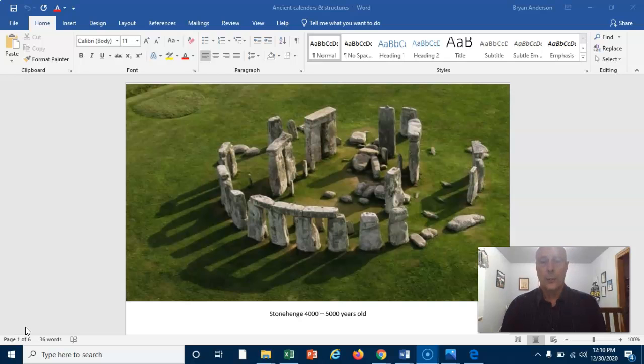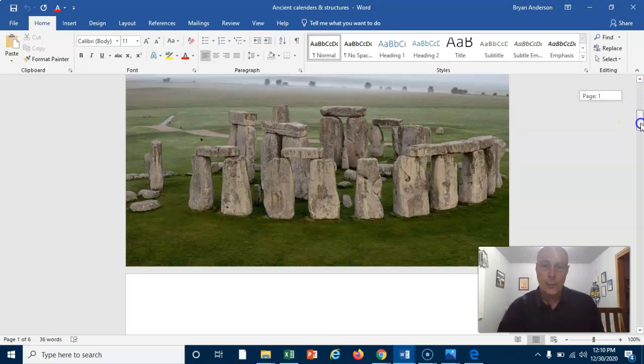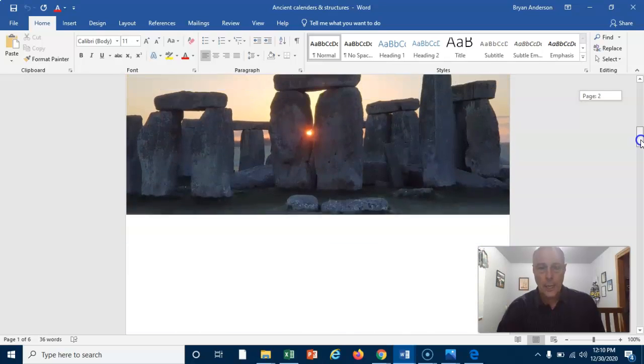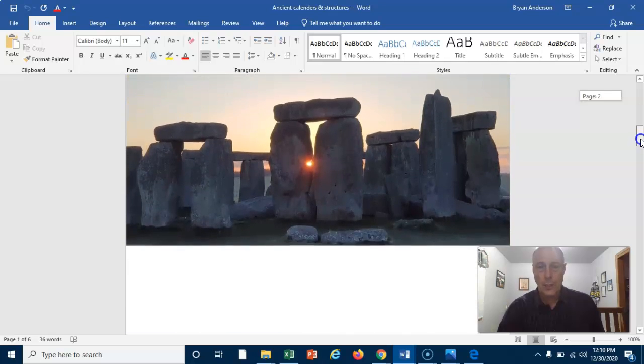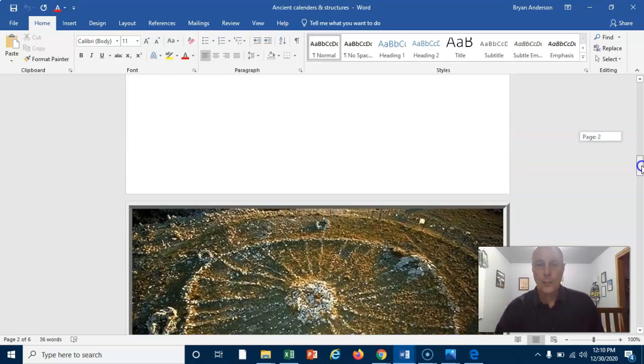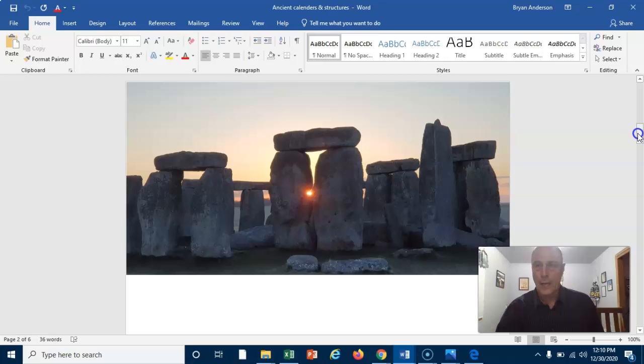So here's a structure. This is Stonehenge, a little south and east of London, England. And this was built, as it says, 4,000 to 5,000 years ago. The intent of it was to track calendrical events. If you look at it, there are these large stones, and certain alignments are made at certain times of the year with sunrise, sunset, certain bright stars, things of that sort.